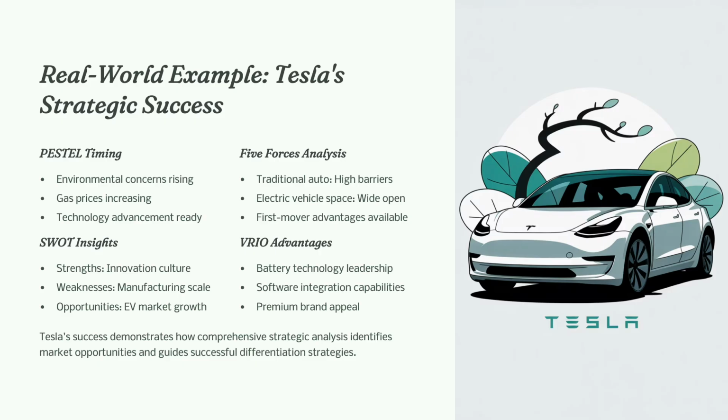But the electric vehicle space was wide open. He chose a differentiation strategy, making Tesla the premium, high-tech option rather than competing on price. Tesla's VRIO analysis focused on their battery technology, software capabilities, and brand appeal to tech-savvy consumers. These resources were valuable, rare, hard to imitate, and Tesla organized their entire company around them. The result? Tesla went from startup to one of the world's most valuable car companies by using strategic analysis to find their path to success.